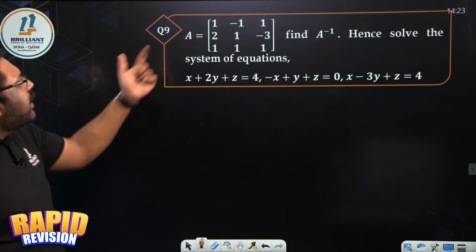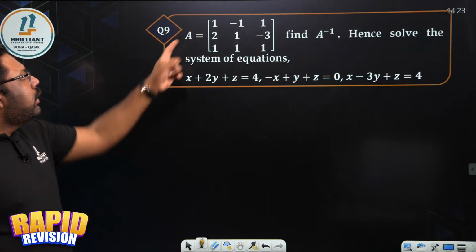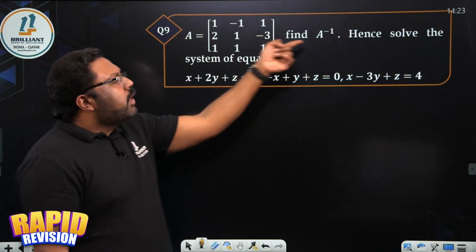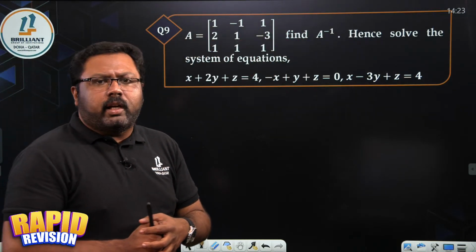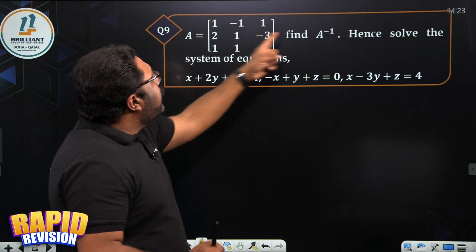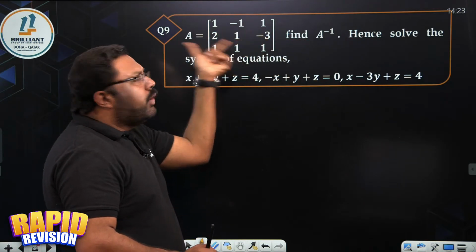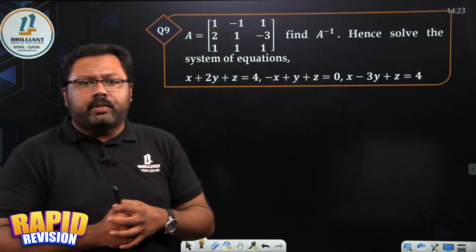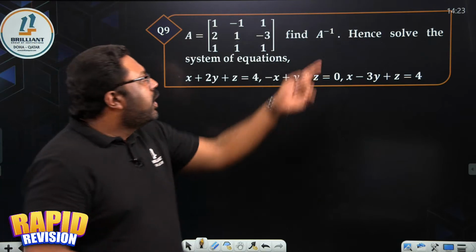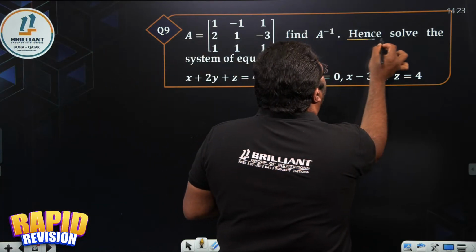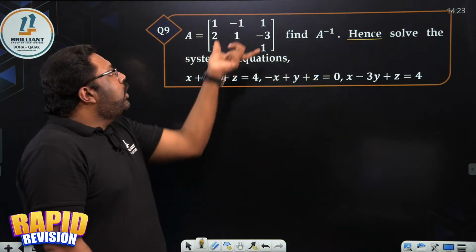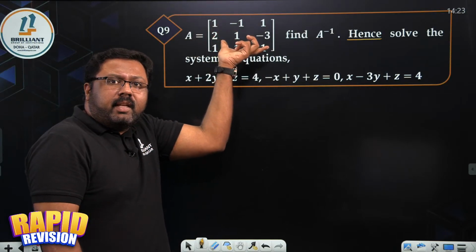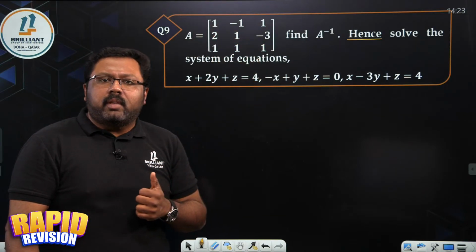Fine. Question number 9. Normally, again, this is one question you have done in class so many times. They ask you to find the inverse of a given matrix and hence solve the system of equations. Like I said before, when the word hence comes, what is the meaning of that? You have to use whatever you did in the first step to solve the system of equations.